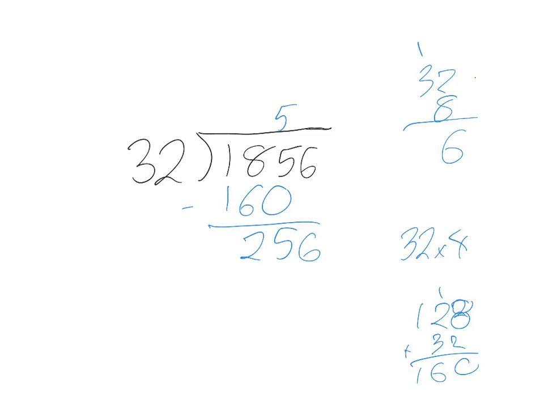2 times 8 is 16. 3 times 8 is 24 and 1 is 25. Oh wow, that went in perfectly. So we go 8 and 256 with a remainder of 0.